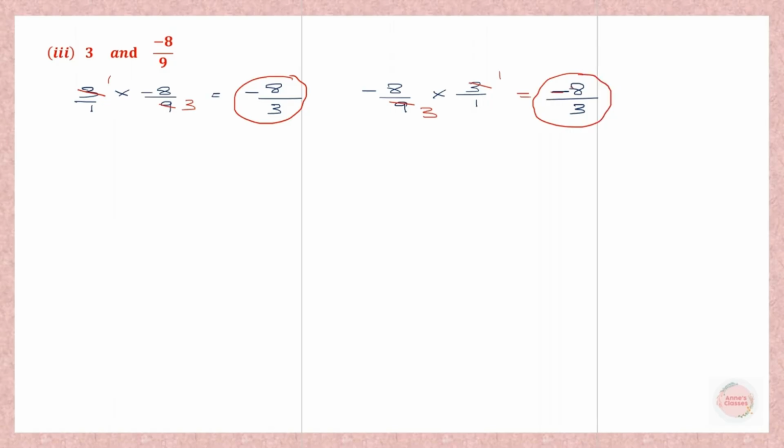That means we can write this as 3 into minus 8 by 9 is the same as minus 8 by 9 into 3. So that means this is the commutative property that we have verified. So we can say hence verified.